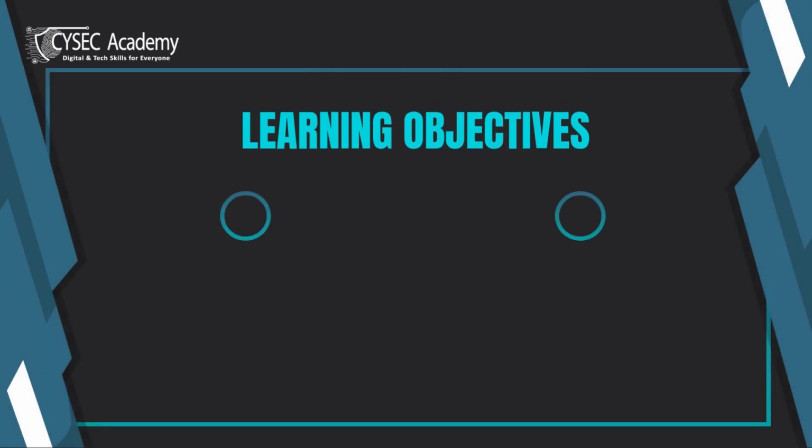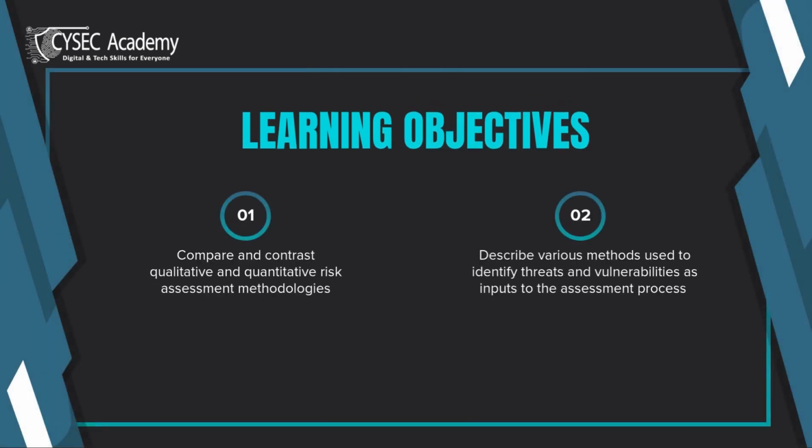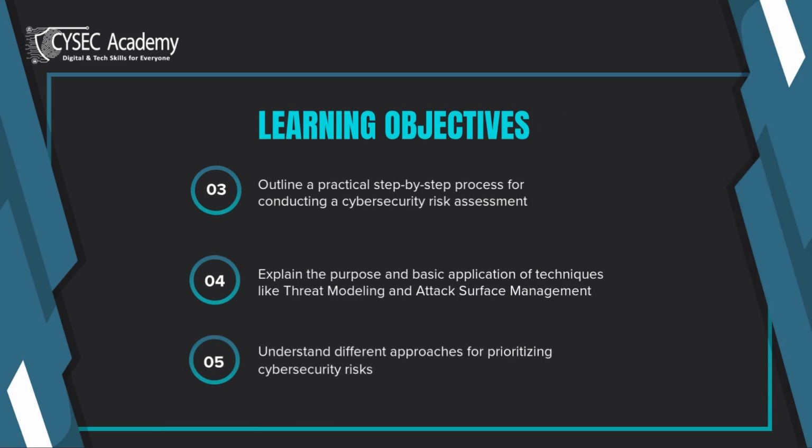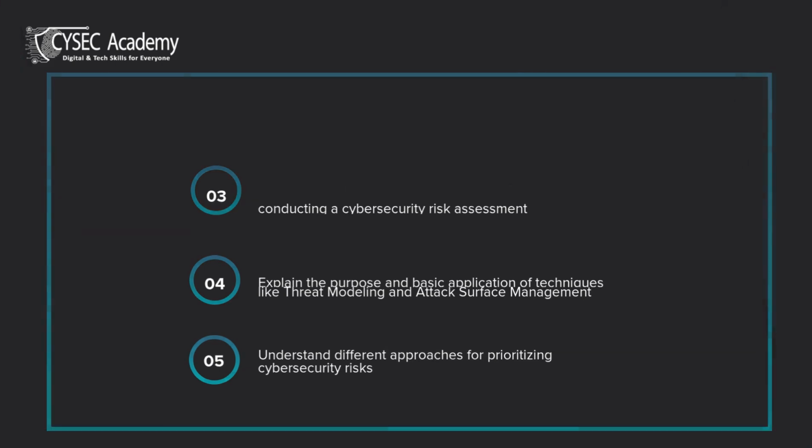Upon successful completion of this module, you should be able to compare and contrast qualitative and quantitative risk assessment methodologies, including their respective pros and cons. Describe various methods used to identify threats and vulnerabilities as inputs to the assessment process, e.g. scanning, testing, threat intelligence. Outline a practical step-by-step process for conducting a cybersecurity risk assessment. Explain the purpose and basic application of techniques like threat modeling and attack surface management (ASM) in risk assessment. Understand different approaches for prioritizing cybersecurity risks based on assessment results to guide treatment efforts.